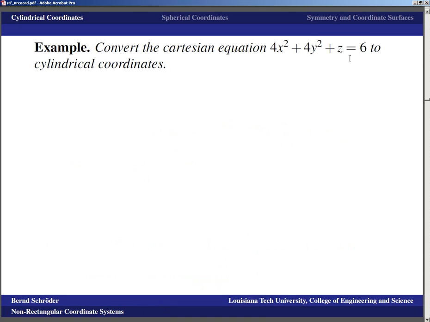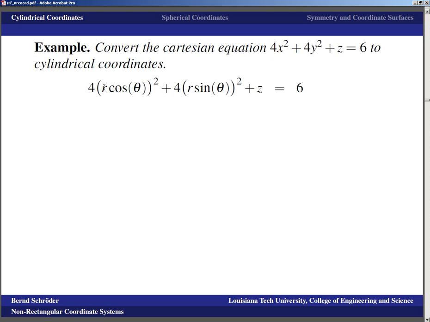Okay, the other thing that we can do once we've got these coordinate systems is we can also translate equations from one coordinate system to another, and that again can and does help because it may help us save variables. So for example, if I have the rectangular equation 4x squared plus 4y squared plus z equals 6, and I want to convert that to cylindrical coordinates, what do I realize? Well, I could see right away that I've got an x squared plus y squared, or I could do the translation mechanically and just plug in x, y, and z.